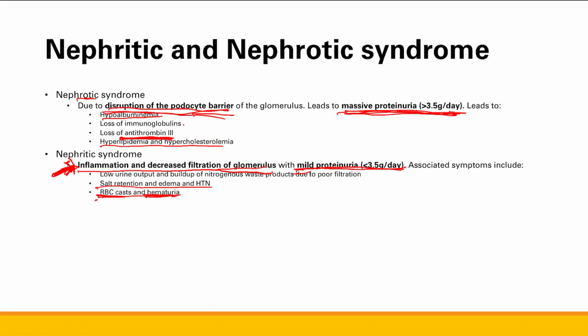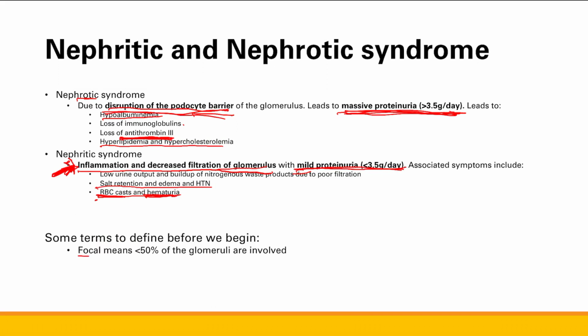And these are the two differing presentations. There's going to be nephritic syndrome, nephrotic syndrome. And there are going to be many different examples of this. We're going to cover all of them, so it's going to be a lot of stuff. But before that, I'm going to define some terms. When we see the word focal, it means that less than 50% of the glomeruli are involved in the kidney. So the kidney has many, many glomeruli.